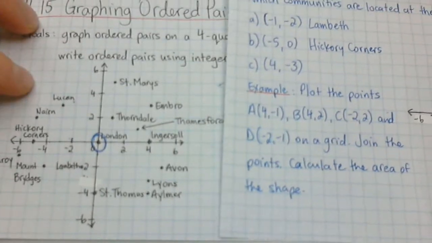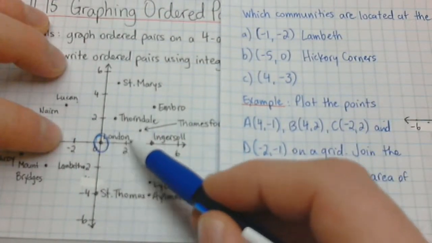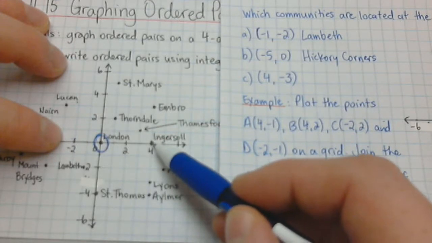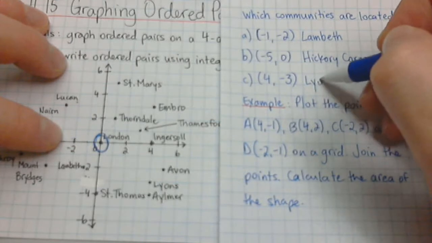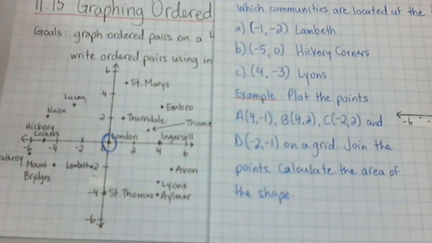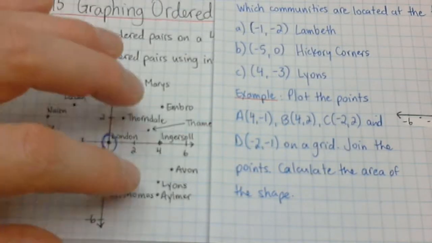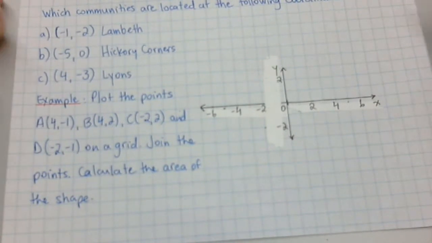I've been there. And the last one is 4, -3. So we go 1, 2, 3, 4 to the right, and then down 1, 2, 3, which brings us to a place called Lyons. Okay? And so that's how you read coordinates to find out what point is there. All right? So just one other example. I have this other grid here, and we're going to plot these points out.